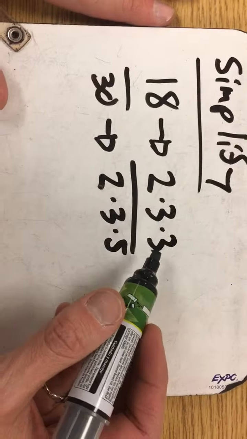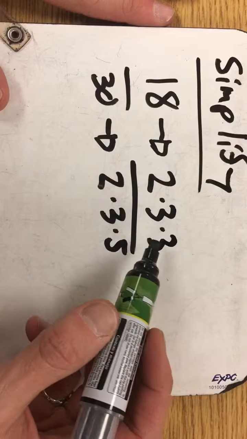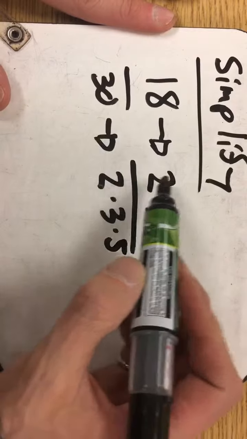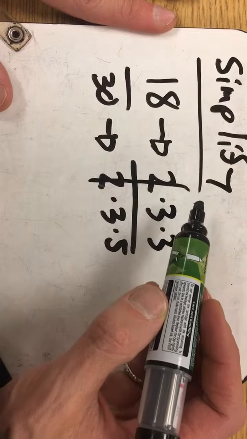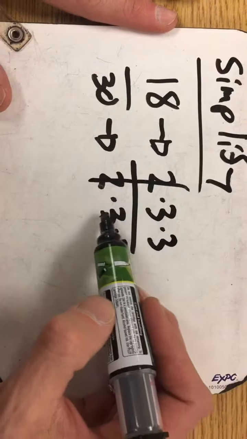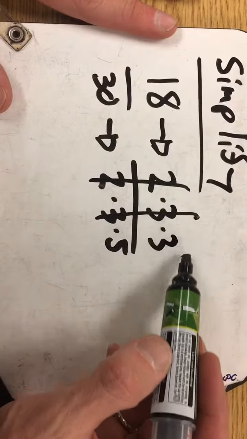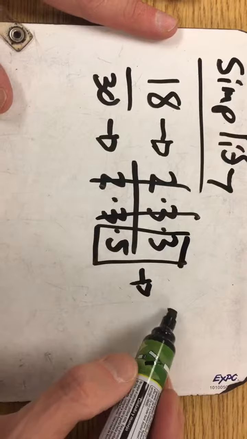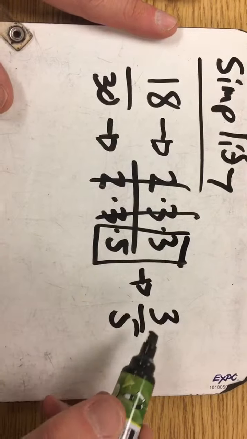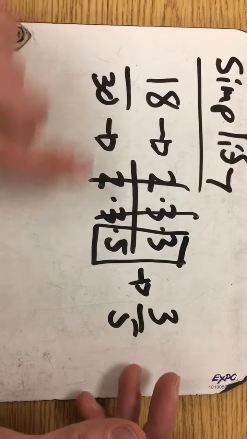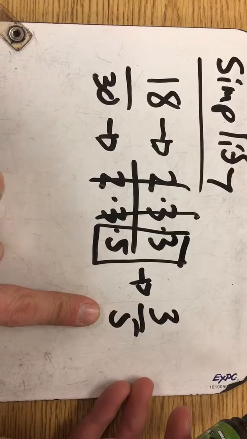So here we are, and now we're going to cancel the ones that they have in common. We notice the 2 and the 2 on top and bottom, we slash it out. I tell the kids at my school it's like a ninja. You slice them out, and then you see these 3's also have in common, and you slice that out. And then what's left is 3 over 5. And that's the simplified version. So 3/5 is the same thing as 18/30. And that's how you get to the simplified fraction there.